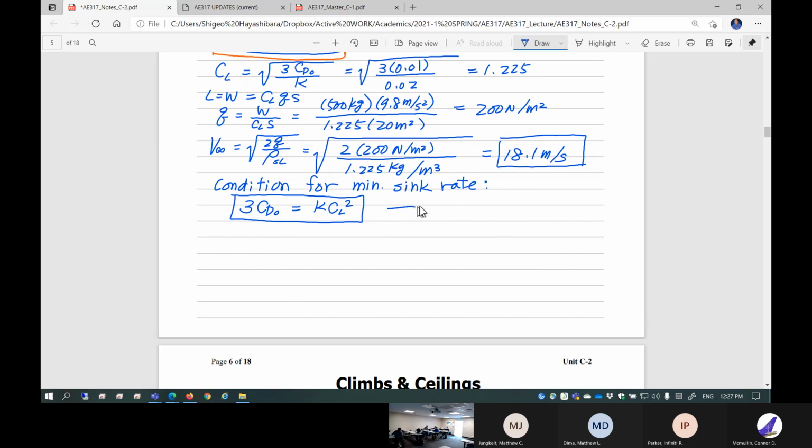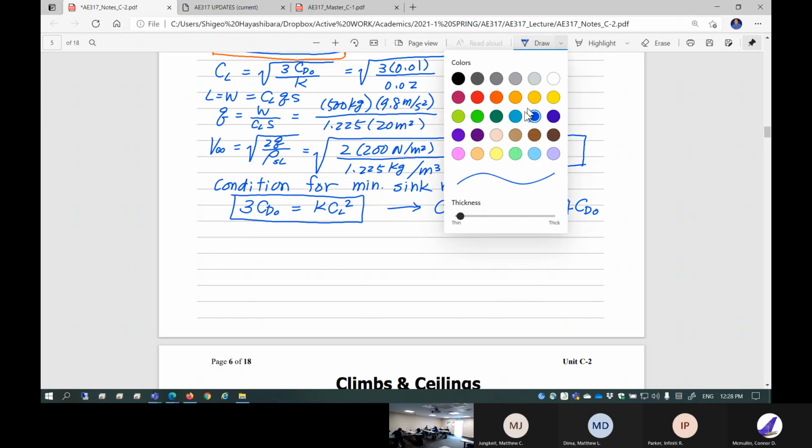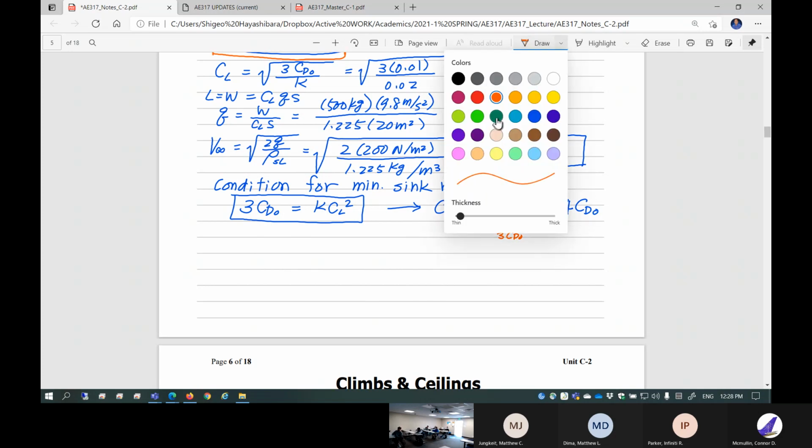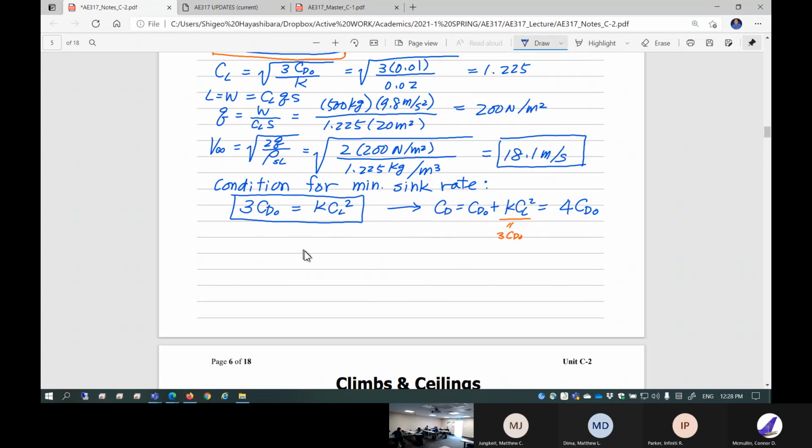And that means CD is equal to CDO plus K times CL squared. That means this is essentially 4 times CDO. That's right, because 3CDO is equal to KCL squared. So this is 3CDO, right? This is equal to 3 times CDO, right? So if you add them together, it's 4 times CDO. Do you follow? So this is the condition for minimum sink rate.